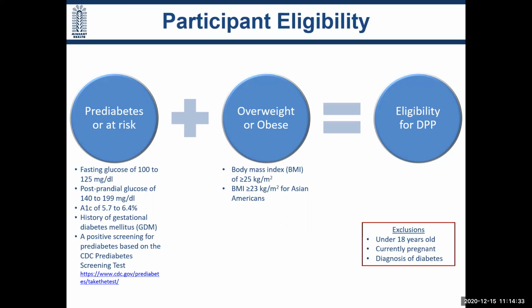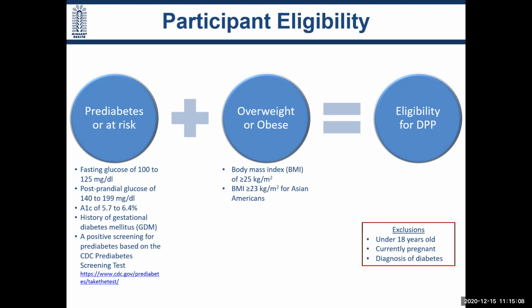In addition, participants can be eligible if they're at risk for diabetes. So that could be a history of gestational diabetes or diabetes while pregnant, or that could be a positive screening on the CDC's Take the Test, which I've included the link there. So this is a 7-question questionnaire that goes through different risk factors. People who score 5 points or higher on this risk test are considered at high risk of developing diabetes.